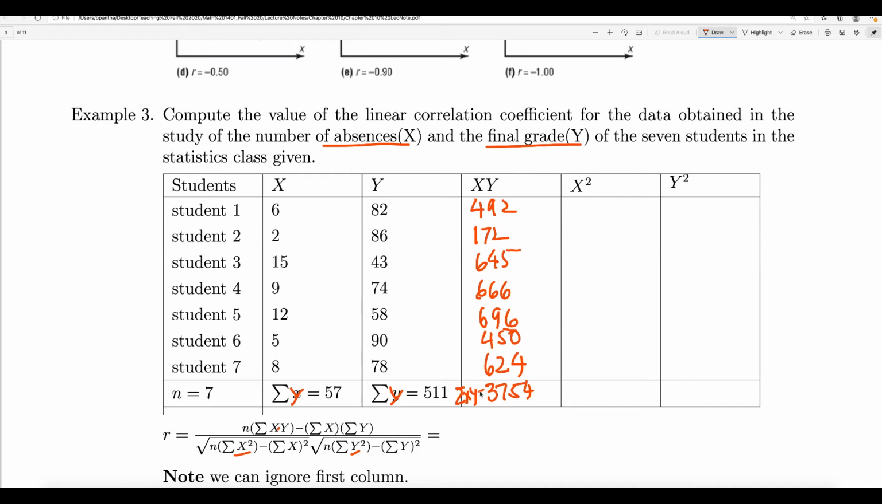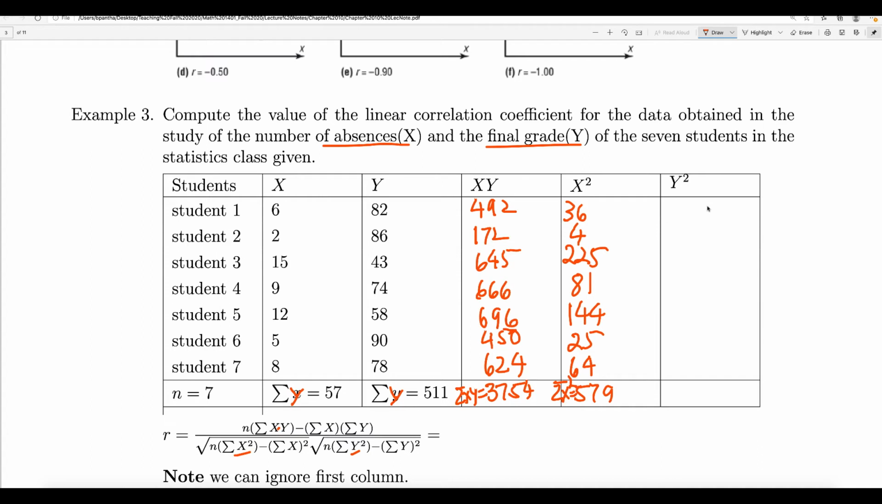Okay. So 6 square is 36. 2 square is 4, right? 15 square is 225. Another one is 81. Another one is 144. Another one is 25. And another one is 64. If you find out the sum of the x square, you will get 579. This is the sum of x square.